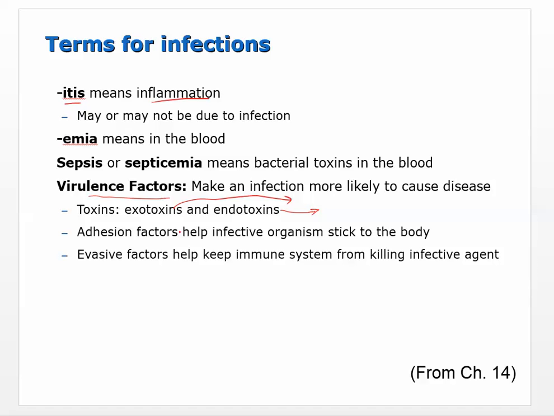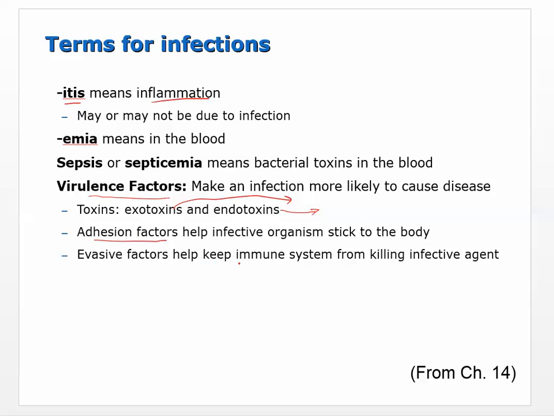Adhesion factors help an infective organism stick to the body. So some of these organisms wouldn't even be able to infect you except that they have developed ways. They've developed adhesion factors that will let them stick to you, whether that's the mucous membranes in the GI system, or in the lungs, but they allow the organism to actually get to you and infect you. And so we would call that a virulence factor.